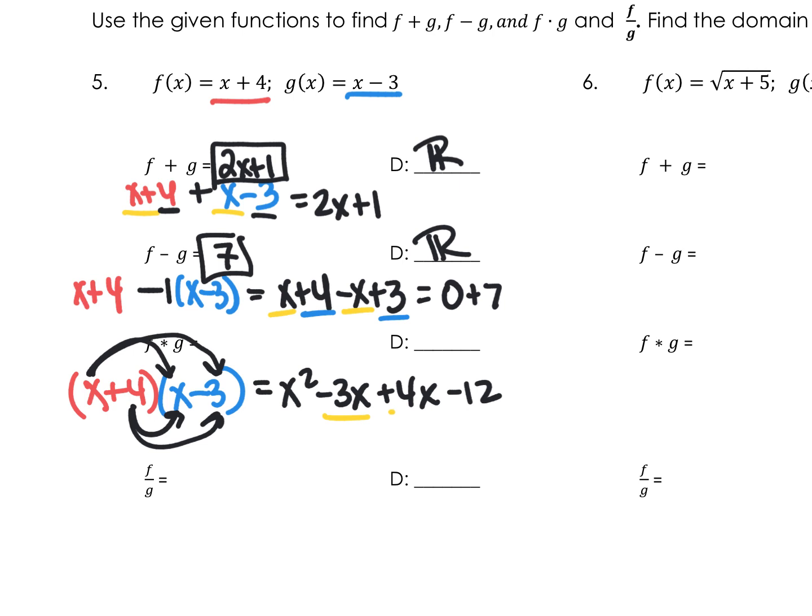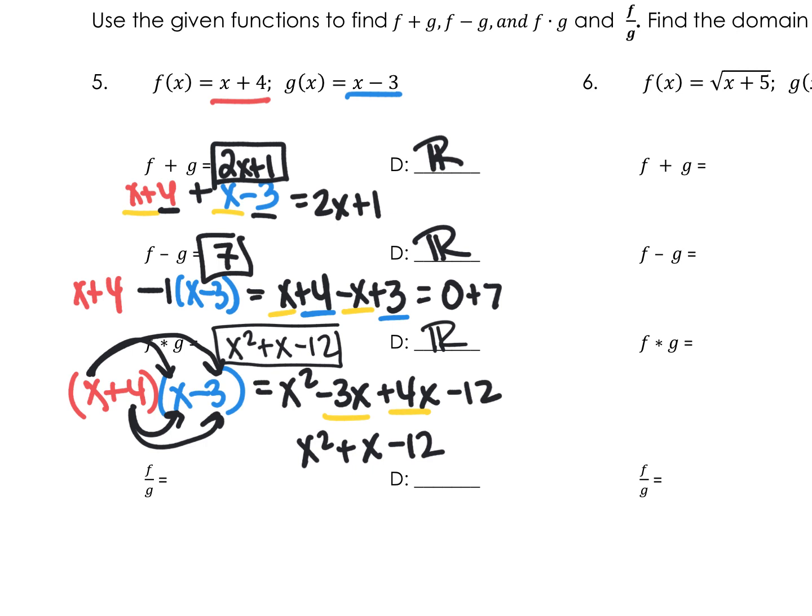Then we want to combine like terms, make sure it's simplified. We can combine the negative 3x and the positive 4x, so negative 3 plus 4 will be 1x. So that'll be plus x minus 12. So that will be the answer to what f times g is, x squared plus x minus 12. That's f times g. Now we need to find the domain of that. Remember, the domain will be affected by denominators, square roots, or square roots in the denominator. Again, we don't have any here, so the domain will be all real numbers.